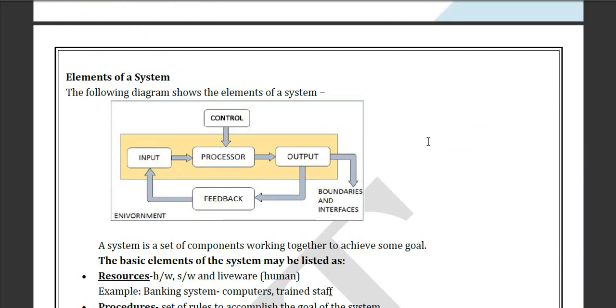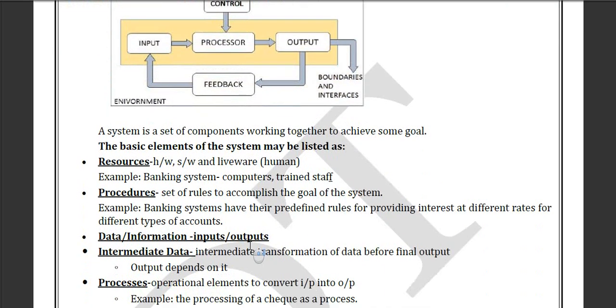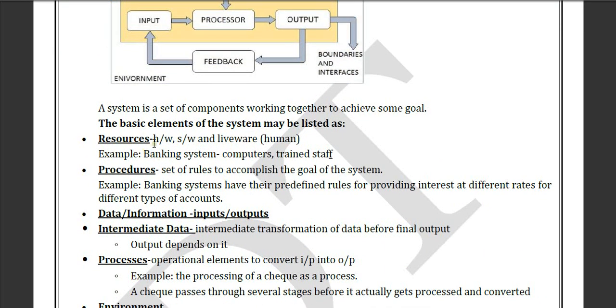This is the diagram of elements of a system. Here we have some elements like control, input, process, output and feedback. First of all, we will go through this diagram. First, we can see that we have resources. What are the resources? Here are humans, computers, training staff, those are resources.